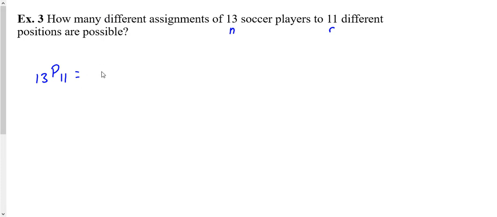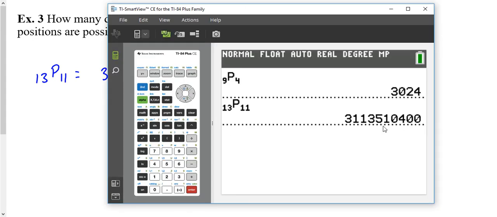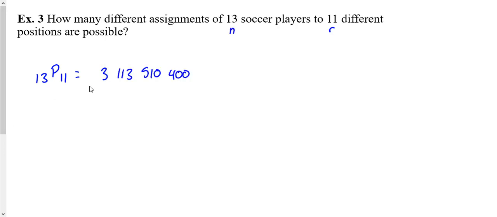So I have an answer of 3,113,510,400. Nice long answer right there, same answer there. So again, straight off of our graphing calculator. But could you have done this differently? Of course you could. So another way to do this is if you'd use the equation.